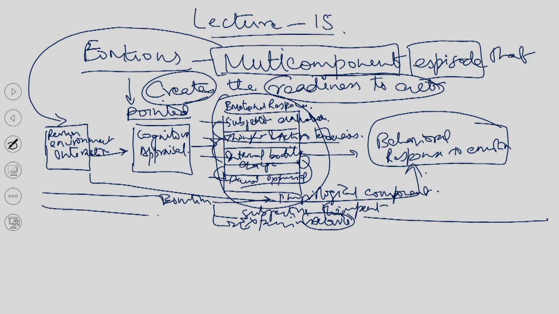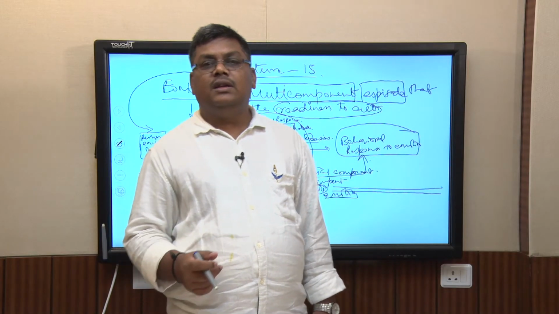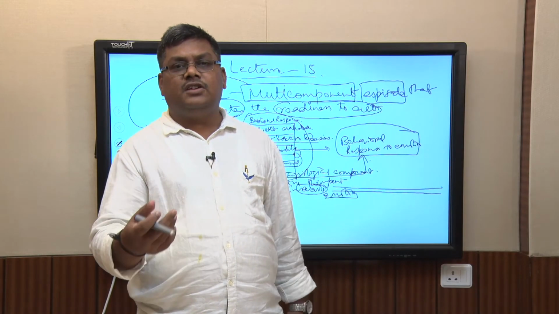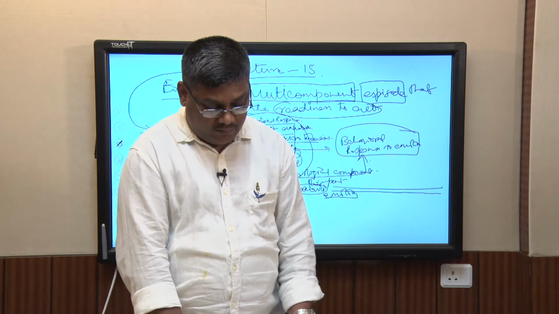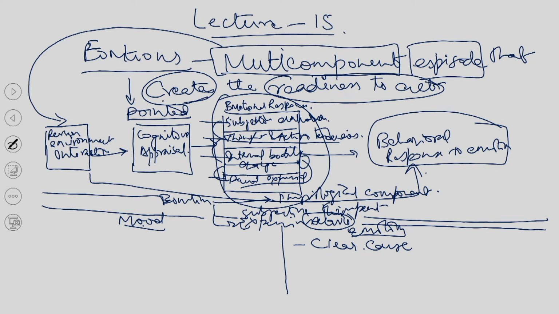Now, since we are here explaining emotion, let us also differentiate between what is a mood and what is an emotion. What is the difference between mood and emotion? Because we will need this further on. When we discuss further the role of mood in consumer behavior, we will need to differentiate what is emotion and what is mood. So, first of all, emotions are clear cause events. When an emotion happens, the cause is very clear. You know what causes it. You get a gift, you are happy, the cause is clear.